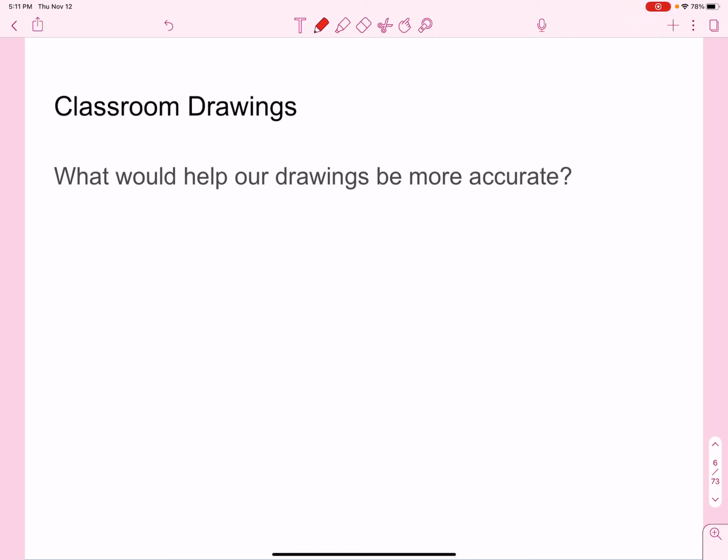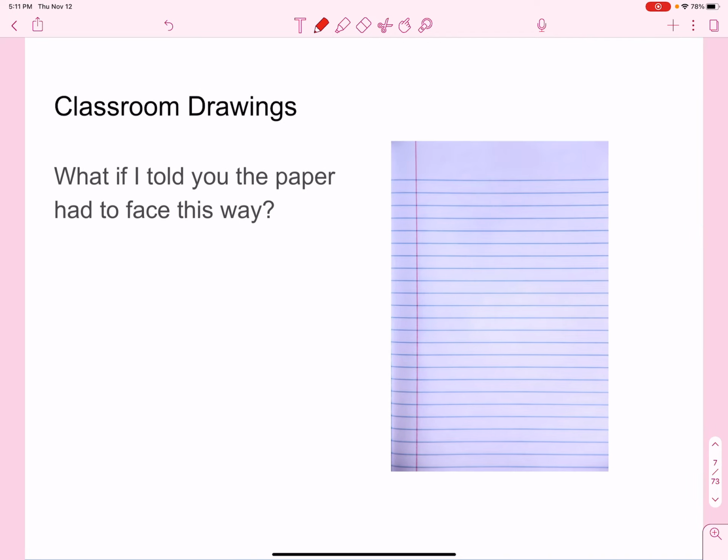So, what would help our drawings be more accurate? What kind of information would be helpful to know? Would it be helpful if I told you the paper has to face this way for a drawing? Would that help everybody's look a little bit more the same? Okay.